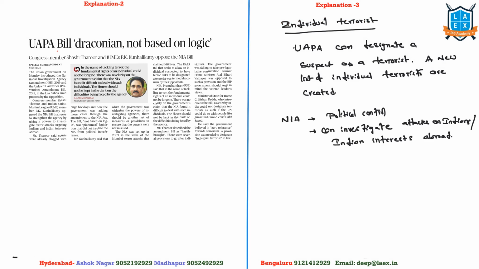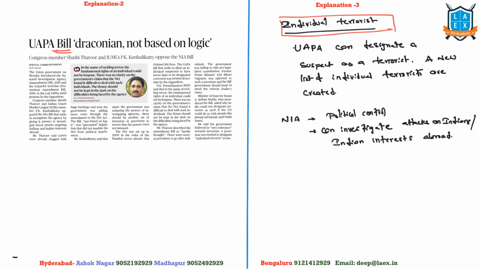And the next is, the UAPA bill, draconian, not based on logic. Unlawful Activities Prevention Bill. In this, a new provision has been coming up through amendment, that the government can declare any suspect as a terrorist. It means that if the government has a doubt about me because of my political position, whatever it may be, the government can be suspicious and can post me as an individual terrorist. So a new category is coming into the Indian legal lexicon that is called individual terrorist. So it goes against the legal maxim that no person is guilty unless proven otherwise.